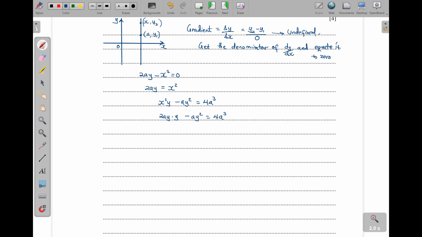Okay, so this one will give us 2ay squared minus ay squared. Don't you think we get ay squared, which is equal to 4a cubed? Now divide through all by a, and we shall get y squared equal to 4a squared. Then to get y, we take the square root of 4a squared, and this will be plus or minus. So y is going to be plus or minus 2a.